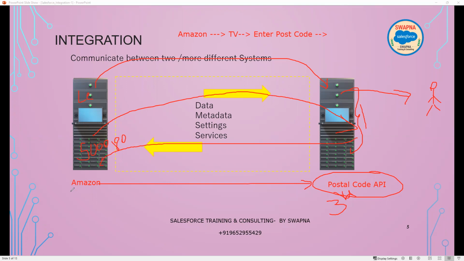That means Amazon is integrated with the postal department, because all the postcodes are maintained by the postal department. That's how, whenever we enter the postcode, we can immediately see when it is going to deliver and how long it is going to take: 1 day, 2 days, 3 days. Sometimes it is not available to deliver at all. So this is also called an integration.